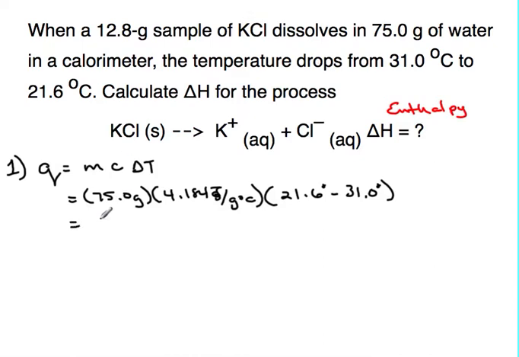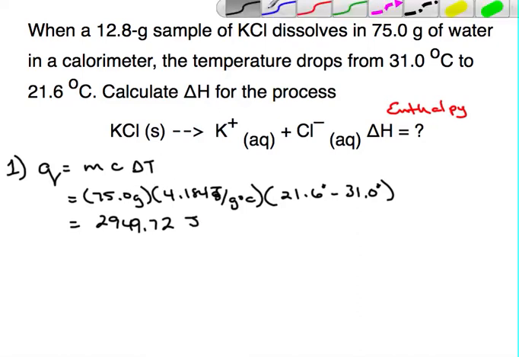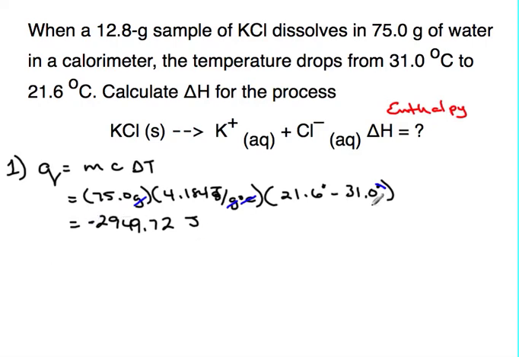The amount of heat given off was 2,949.72 joules in this case. Notice that all the units factor out. Grams cancels here, Celsius cancels here, so now all I have is joules. Now remember, this is going to be negative, because this number becomes negative. So this is negative. This is Q of the surrounding, which is the water.